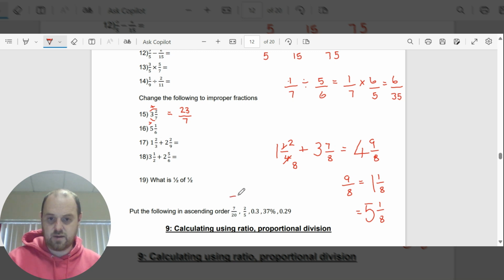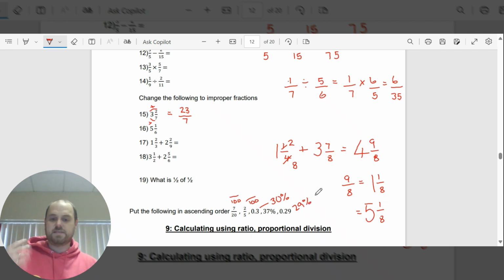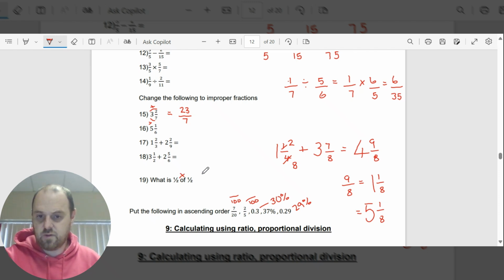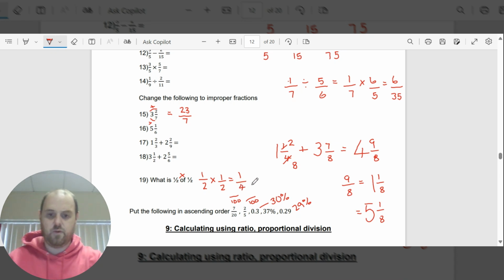Change that so this out of 100. So it's a percentage. Change that one so it's out of 100. Change that into a percentage. It's not 3%, it's 30%. Change that into a percentage so it's 29%. Once they're all percentages, put them in order. And the word of is times, right? So what is a half times a half? A half of a half. Again, if we're multiplying, 1 times 1 is 1, and 2 times 2 is 4.